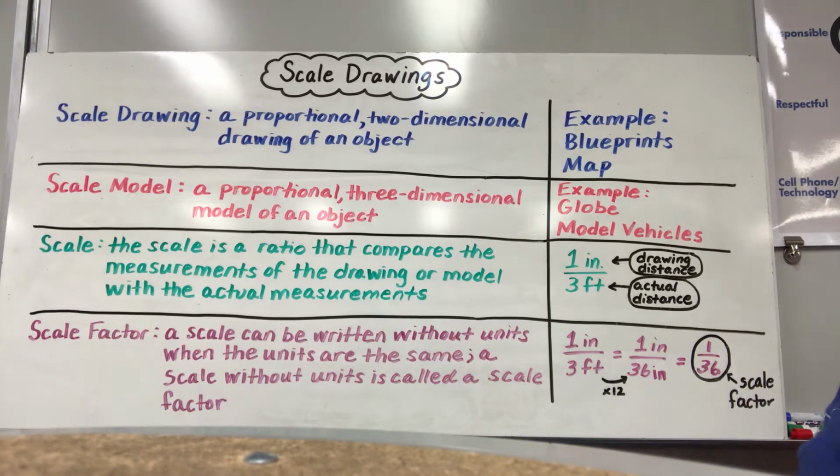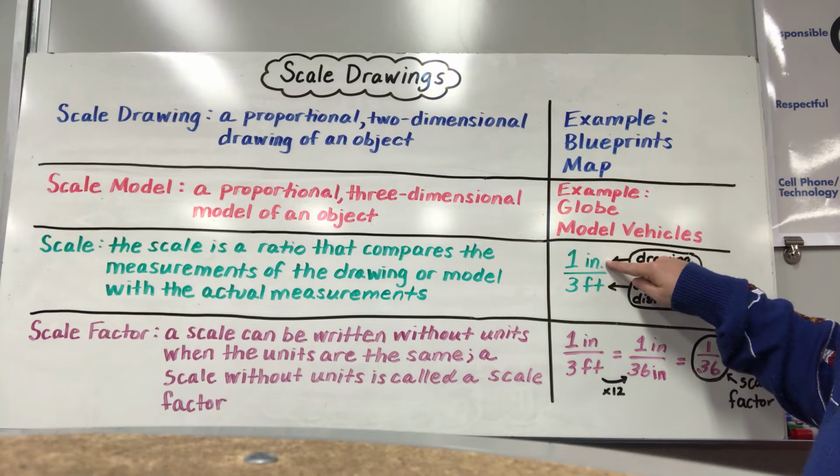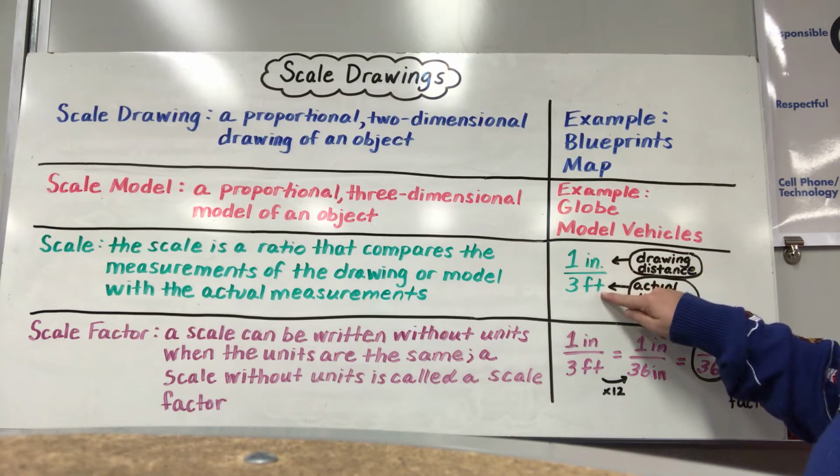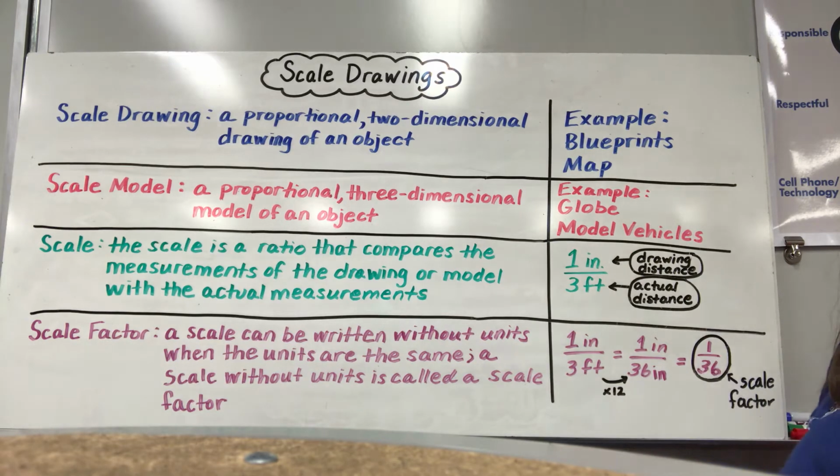Scale is a ratio that compares the measurements of your drawing or model with actual measurements. So if 1 inch on that drawing or model in real life is equal to 3 feet, this 1 inch to 3 feet would be your scale. It's a ratio comparing your drawing or model to the actual.